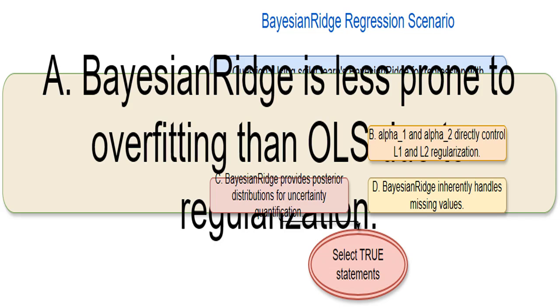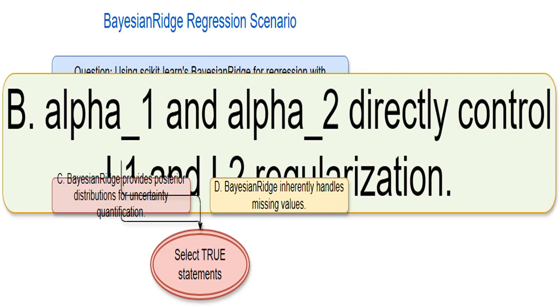This statement is true. BayesianRidge uses a technique called regularization, which helps prevent overfitting. It does this by adding a penalty to large parameter values. This is especially useful when variables are highly correlated, like in multicollinearity, because ordinary least squares, OLS, becomes unstable and easily overfits the data.